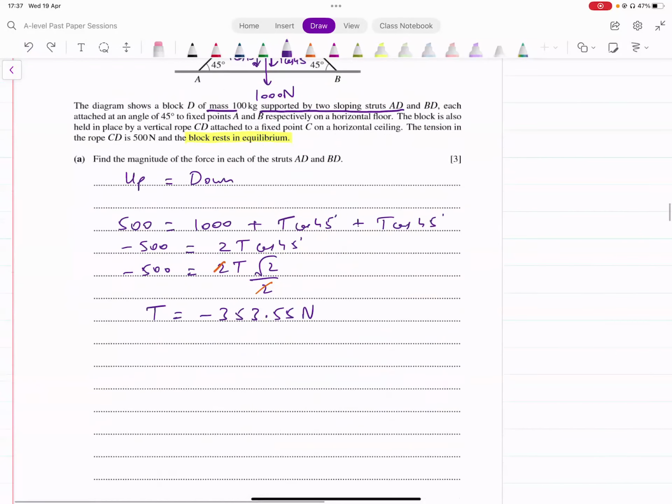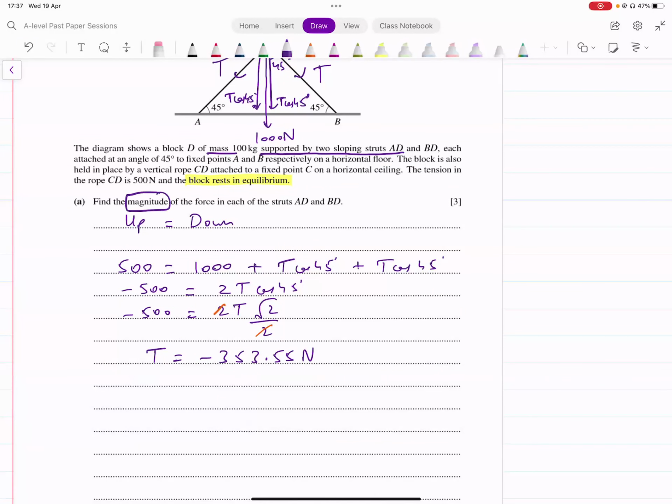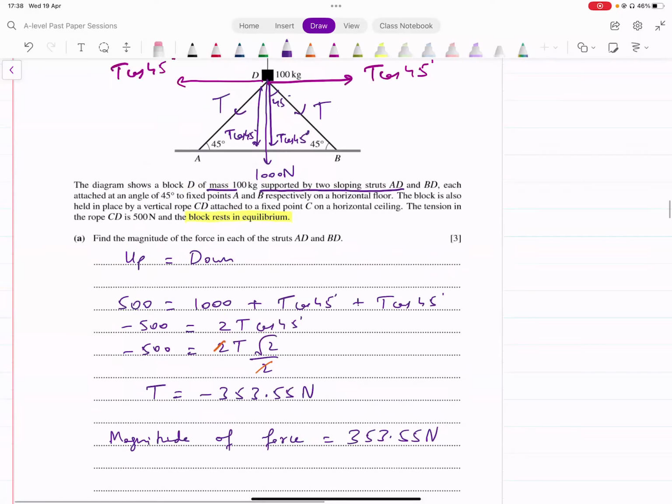उसने पूछा क्या था हमसे? उसने पूछा था मैग्नीट्यूड ऑफ द फोर्स इन ईच ऑफ दीस AD एंड BD. तो उनका मैग्नीट्यूड क्या होगा इस केस के अंदर? मैग्नीट्यूड ऑफ दिस फोर्स, that is 353.55. That's all that we are interested in. This is 353.55 Newton. Okay? ये आपको figure out करना था in the first part here. Let's move on and look at the next one.